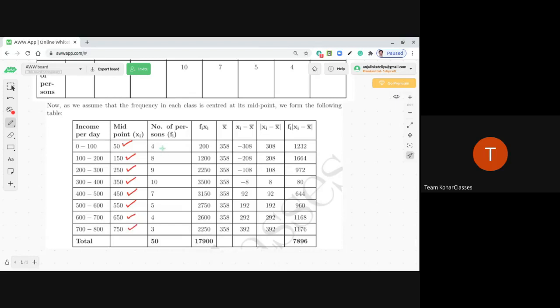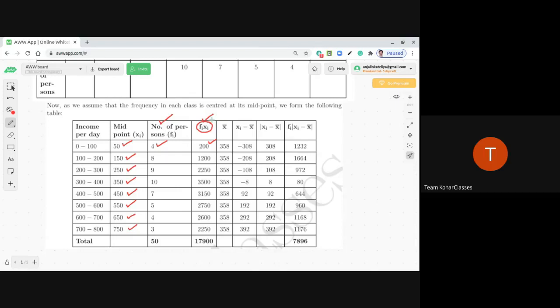And we know from that table the frequency, right? So what you need to compute is fi into xi. So fi into xi: 50 into 4, we multiplied and got 200. Similarly, 150 into 8, we got 1200. Like this we found fi xi.